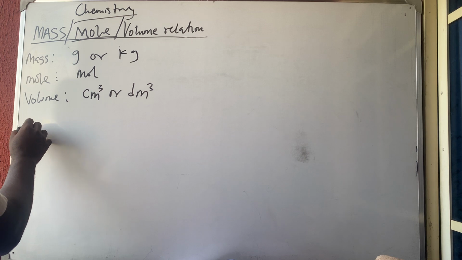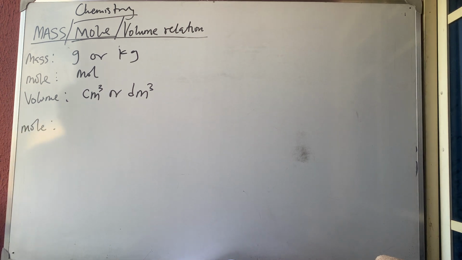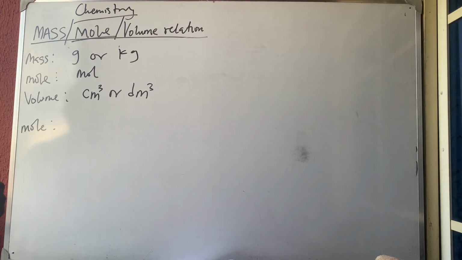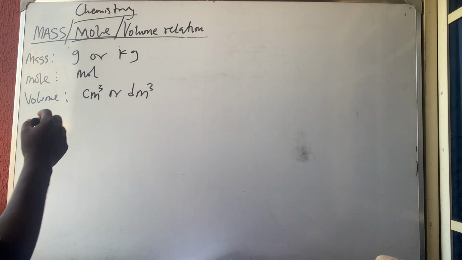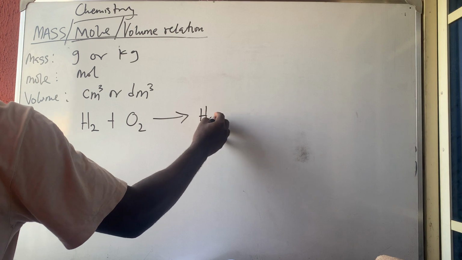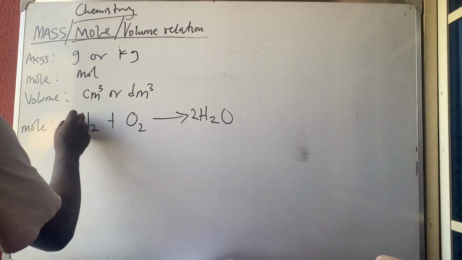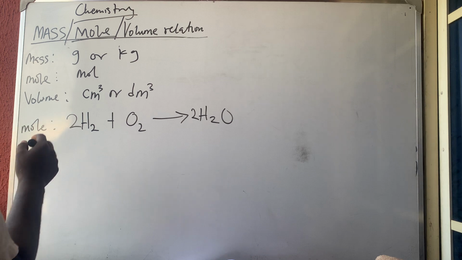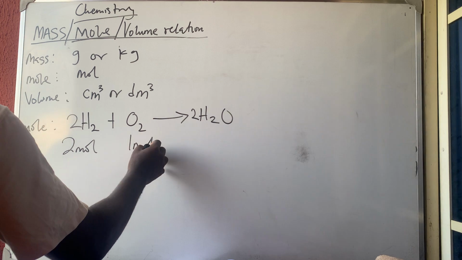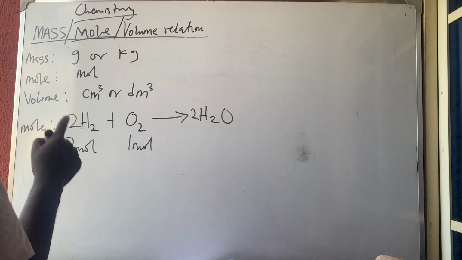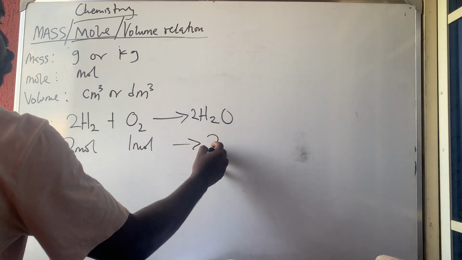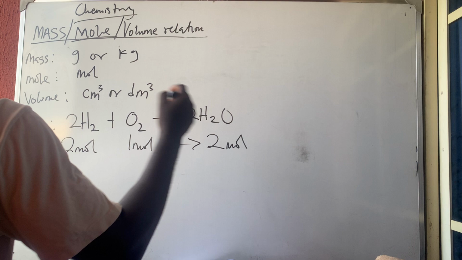Let's talk about mole first. How do we get mole? We get mole from a balanced equation. The coefficient of a substance in a balanced equation is the mole. For example, if hydrogen reacts with oxygen to give you water, this is not balanced, but if we balance it like this, then what does it mean? It means that 2 mole of hydrogen is reacting with 1 mole of oxygen to give us 2 mole of water.